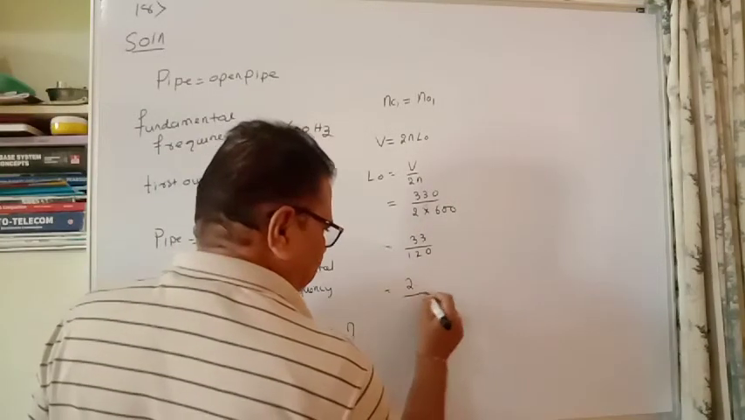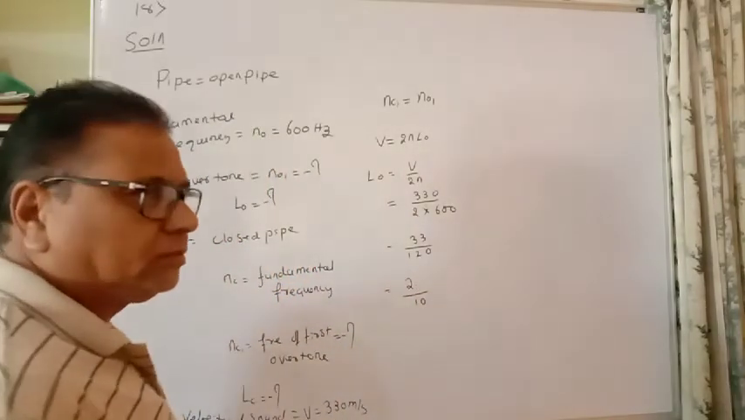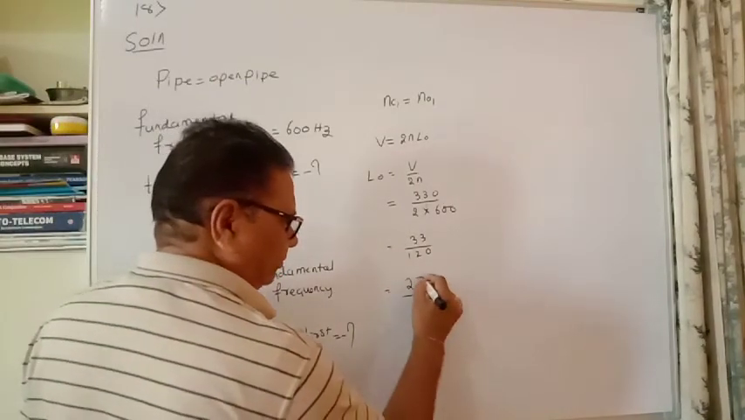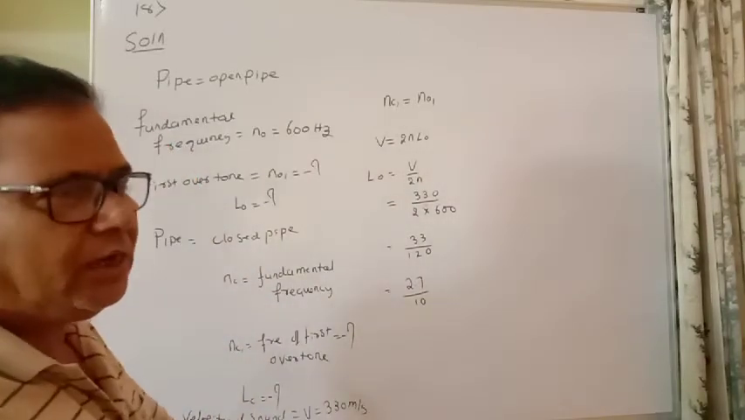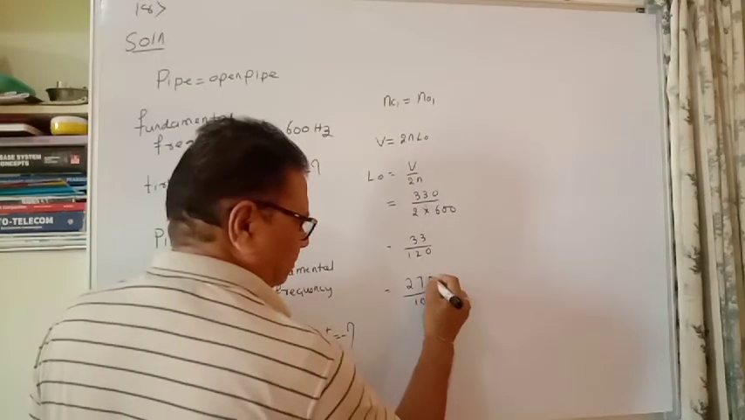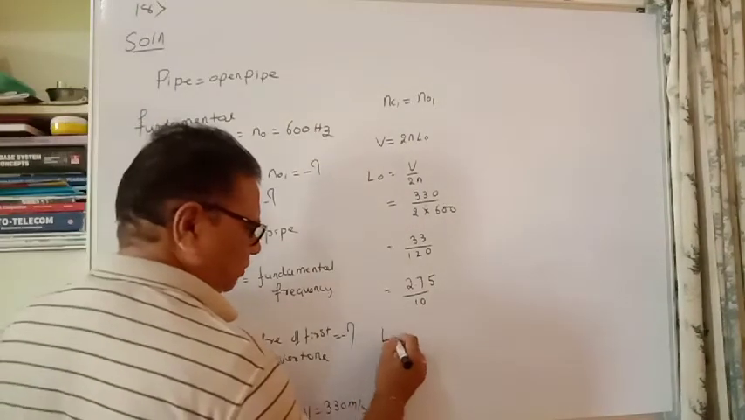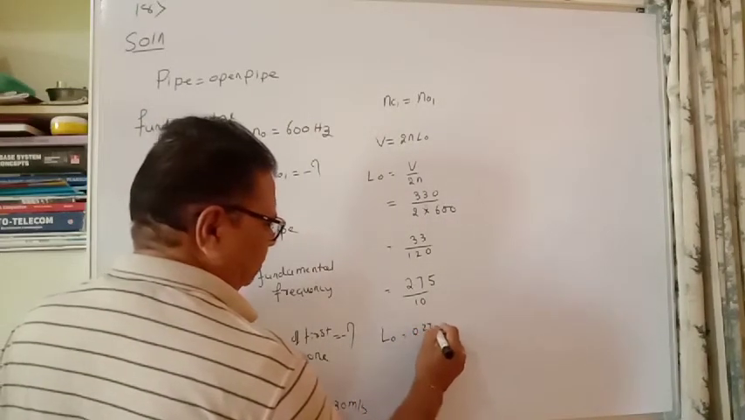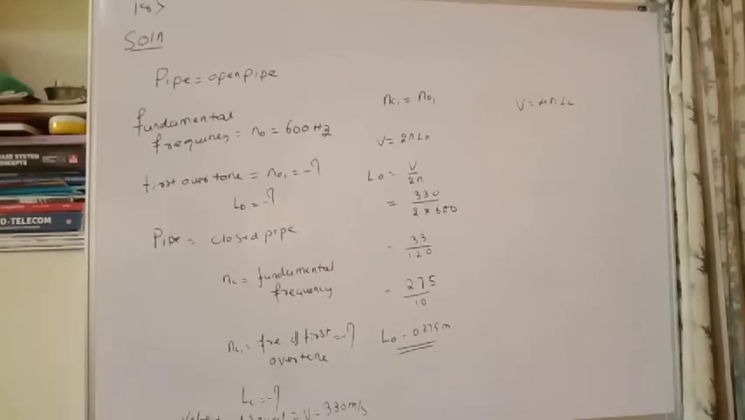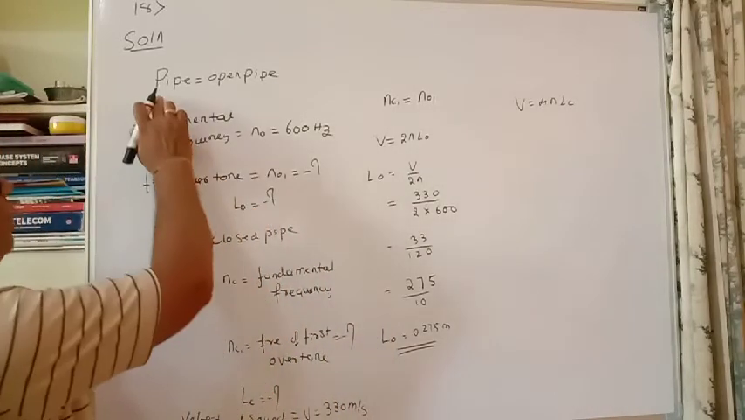Dividing by 12: 12 into 33 is 2, 12 2 the 24, 9 remains, 90, 12 7 the 84, 6 remains, 60, 12 5 the 60. So L0 is equal to 0.275 meter. So we have calculated the length of the open pipe.